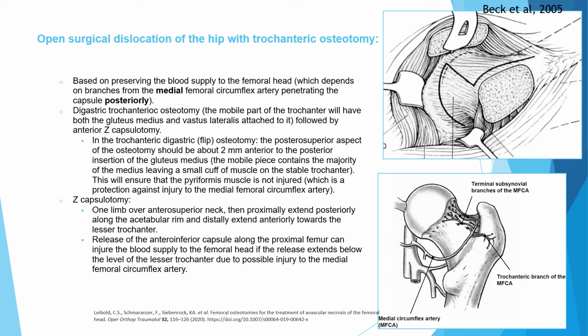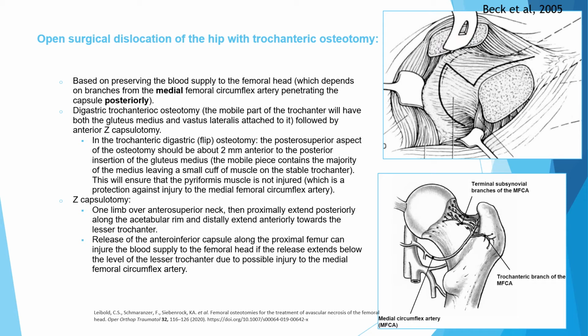That sometimes comes in the exam: the osteotomy needs to be anterior to the posterior edge of the gluteus medius by 1 to 2 millimeters. Meaning that you need to leave about 1 or 2 millimeters of the gluteus medius attached to the stable trochanter, while most of the gluteus medius and the vastus lateralis would be attached to the mobile piece of the trochanter, which is usually about 1.5 centimeters in thickness.